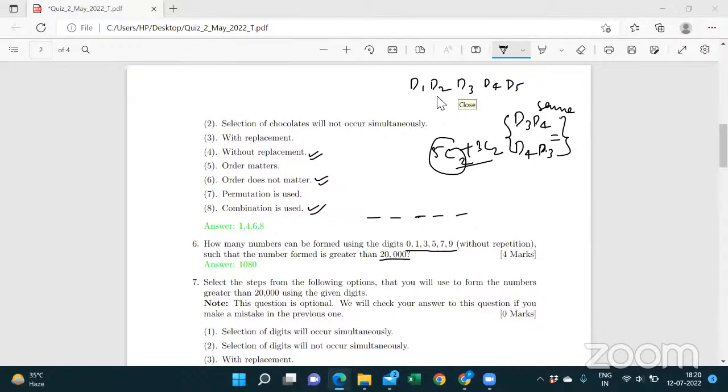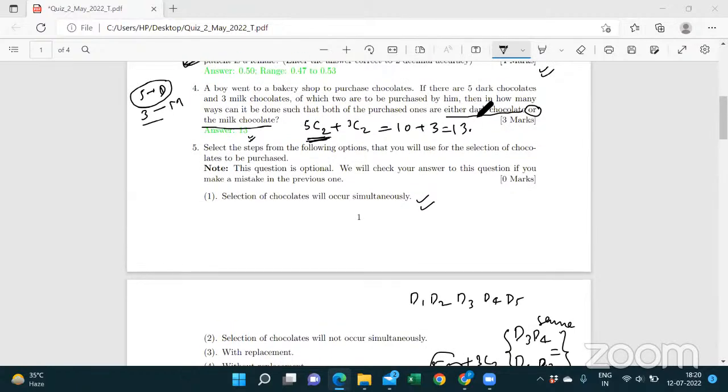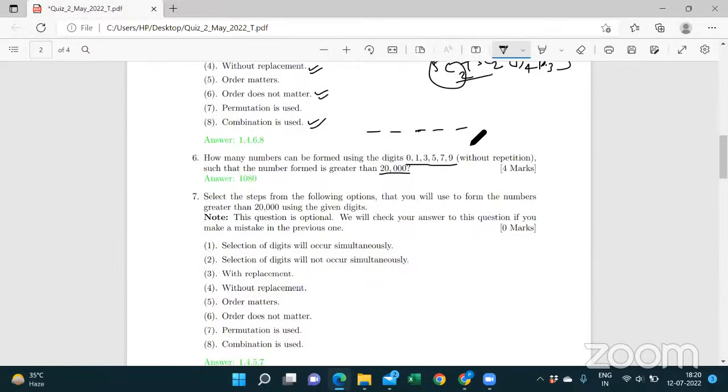Sujat, for question 5, it is simultaneous. It's not asking about either dark chocolate or milk chocolate. The question is just about selection of chocolates. So you have to select 2 chocolates, so the selection will be simultaneous. It's not about the event dark chocolate or milk chocolate. Is that clear, Sujat? Yeah.